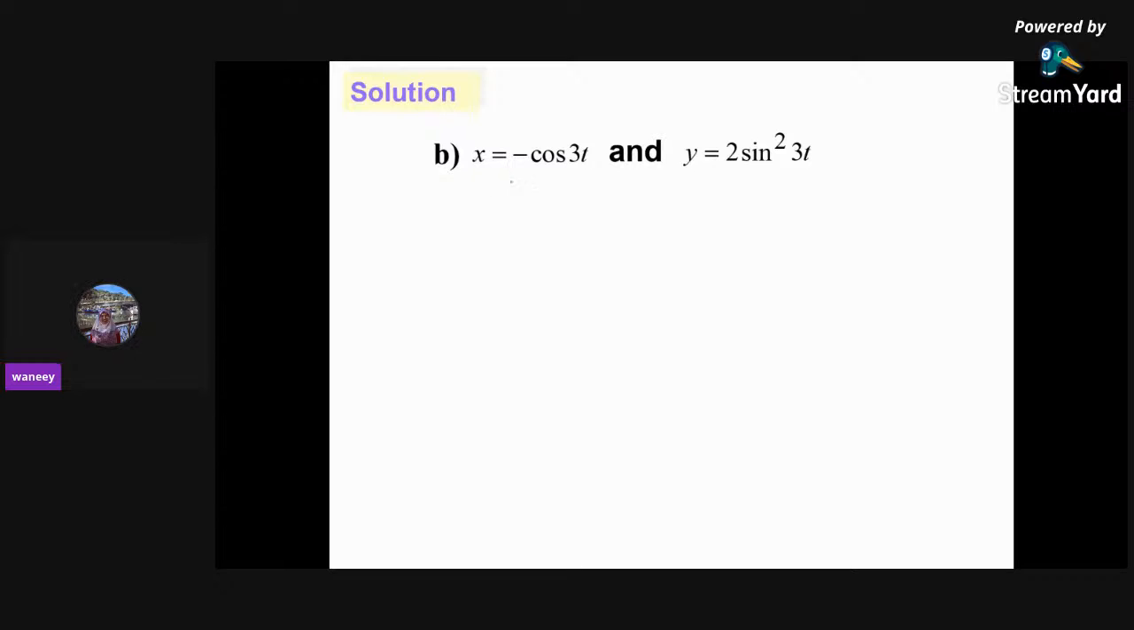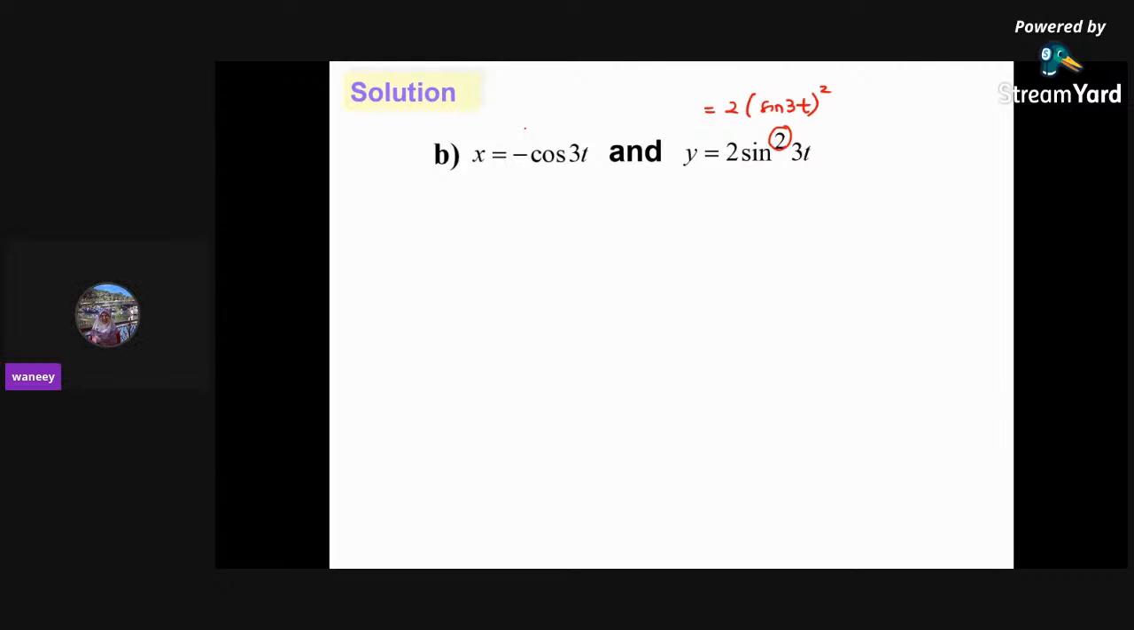Okay, next. Right, so now we got x equal to negative cos 3t and y equal to 2 sine squared 3t. Over here we got a square, so for me, I prefer to rewrite this as 2 sine of 3t, all squared. I prefer to write it like this so that we can easily use the power rule later on.